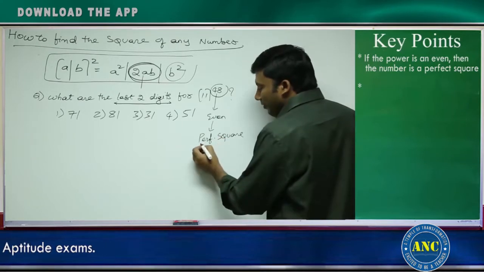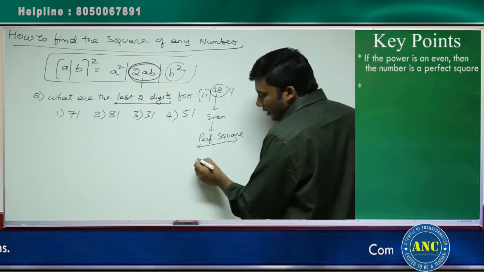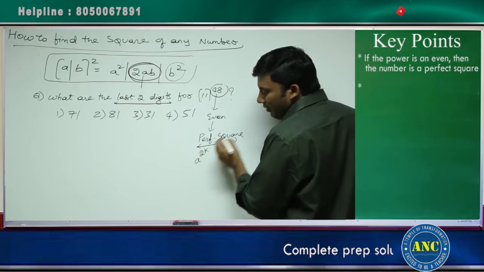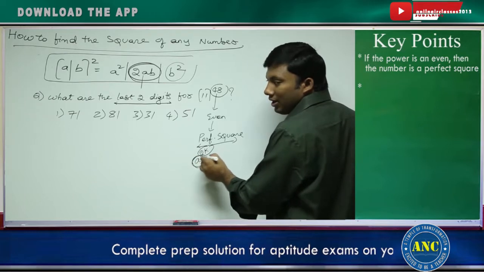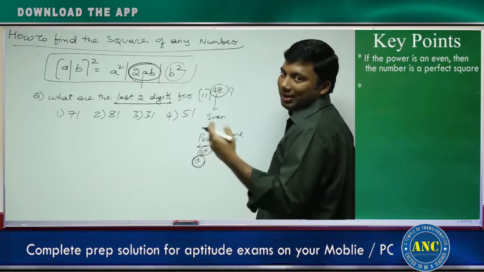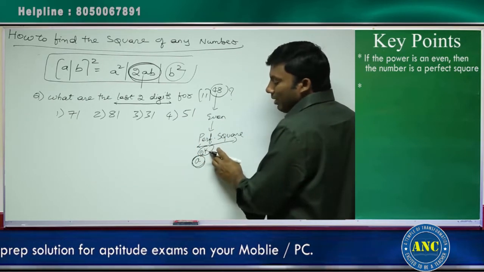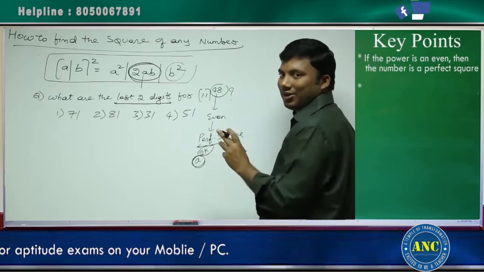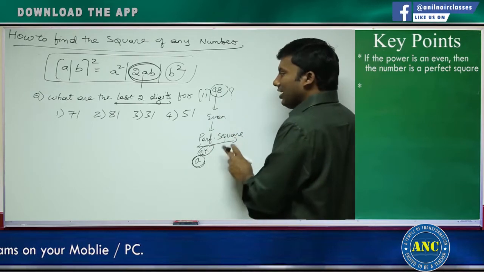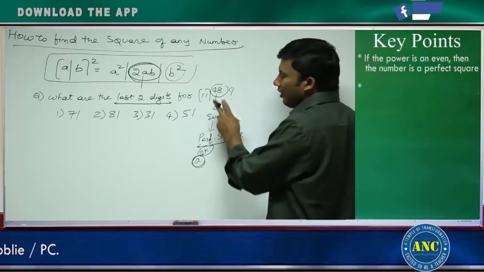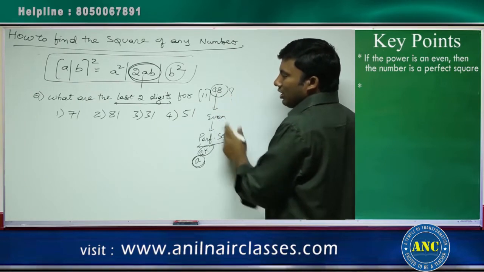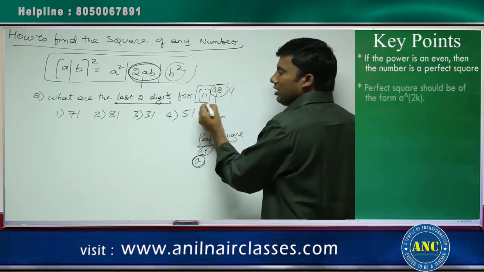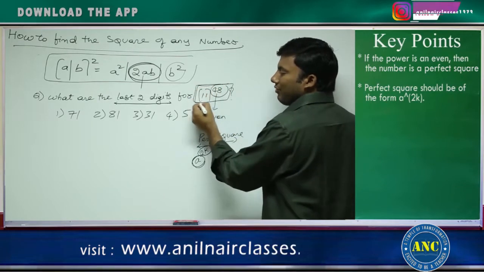What do you mean by a perfect square? A perfect square should be of the form a power 2k, where a could be a single prime number or a composite number or anything. So, if the power is a multiple of 2 including 0, then it is a perfect square. 48 is an even number, so by looking at the question, we have concluded that this is a perfect square.